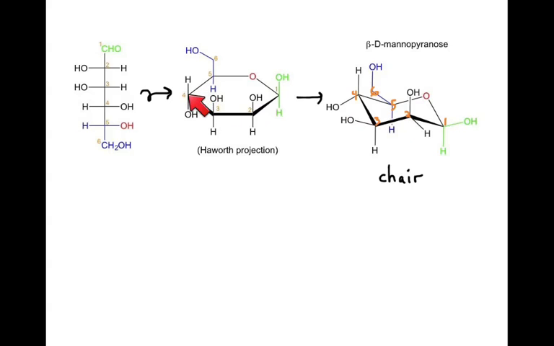Carbon 4, our OH is down and equatorial. Our H is up and axial. And then our CH2OH group, carbon 6, is now up and equatorial as well. Okay? So there's really two ways to represent our pyranose form. Either you can have a Haworth projection or a chair form representing our pyranose structure.